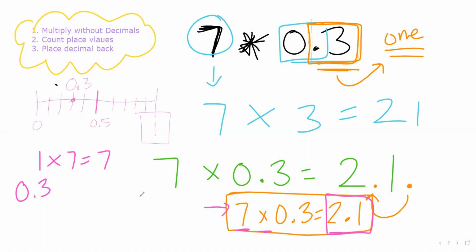So that's the why. Let's talk more about the how, like how do we do this skill? So let's go to the next page and play this game some more. So multiply without decimals, count our place values. I think that's going to be our biggest challenge, and then place the decimal back. So here we go. Let's take 24 and let's multiply that by how about 7/10.